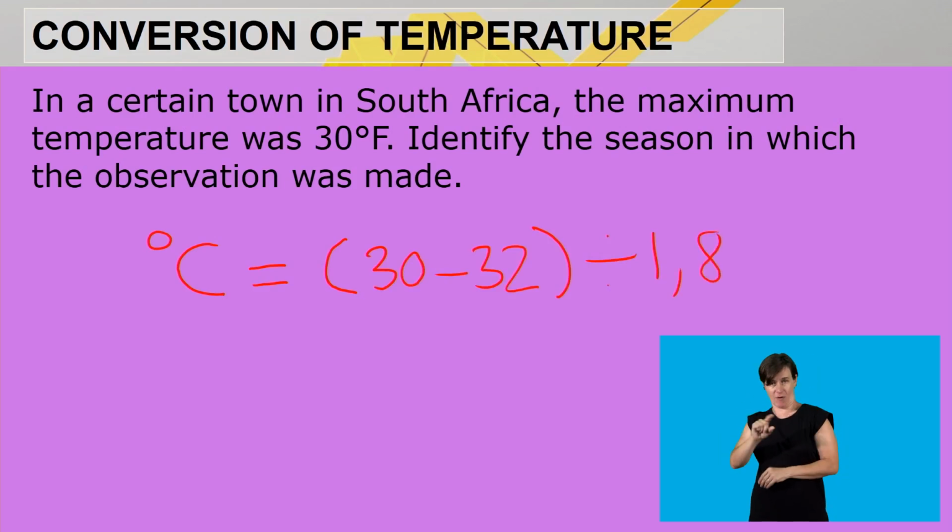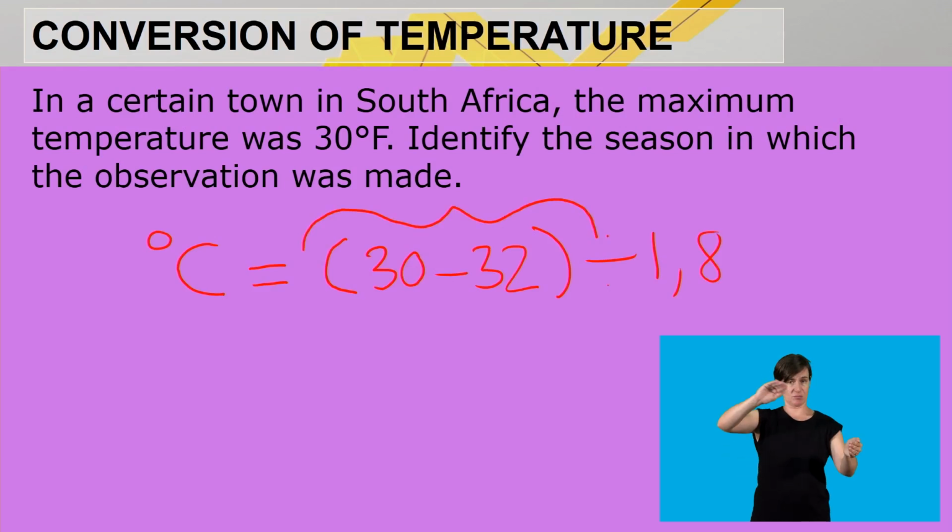So what are we going to do first? First we're going to say 30 minus 32, which is negative 2, divided by 1,8, and that is then minus 1,11 degrees Celsius. So it will definitely be winter because it's negative 1,11 degrees Celsius.